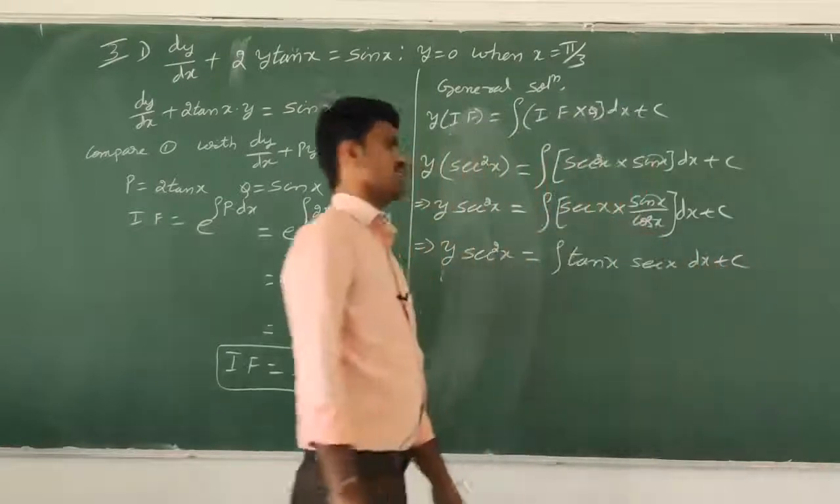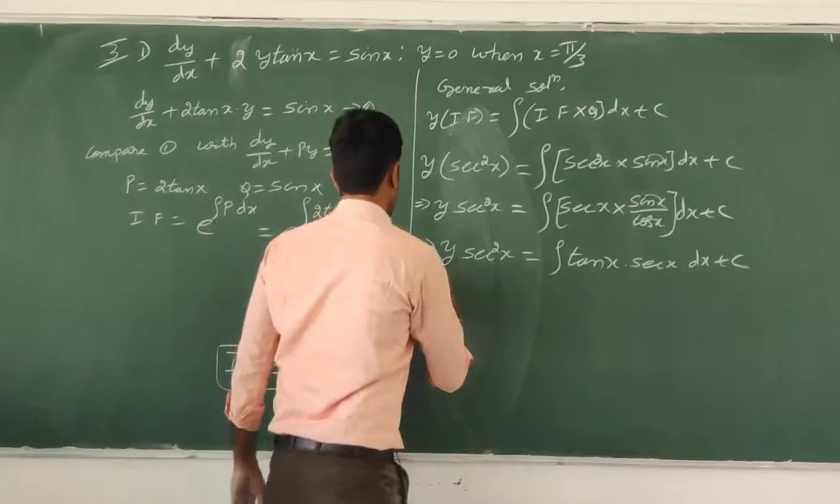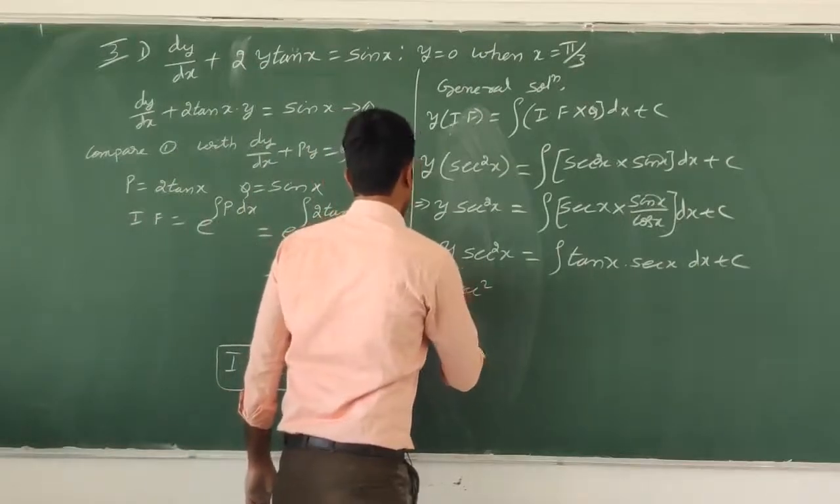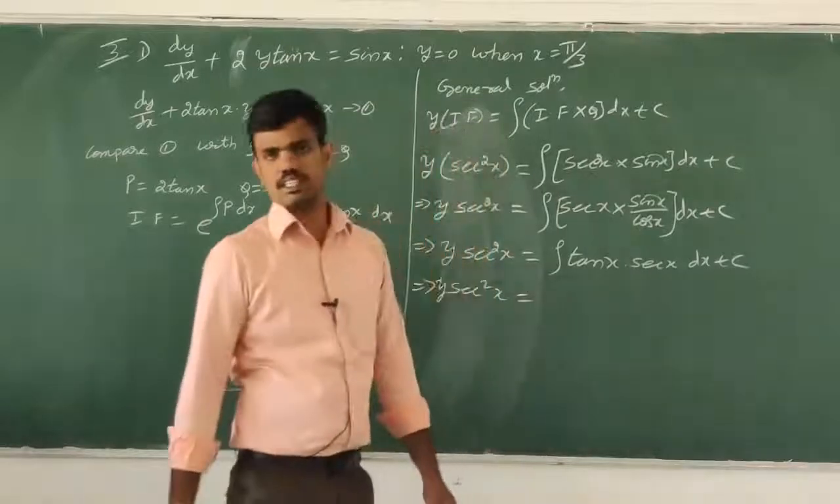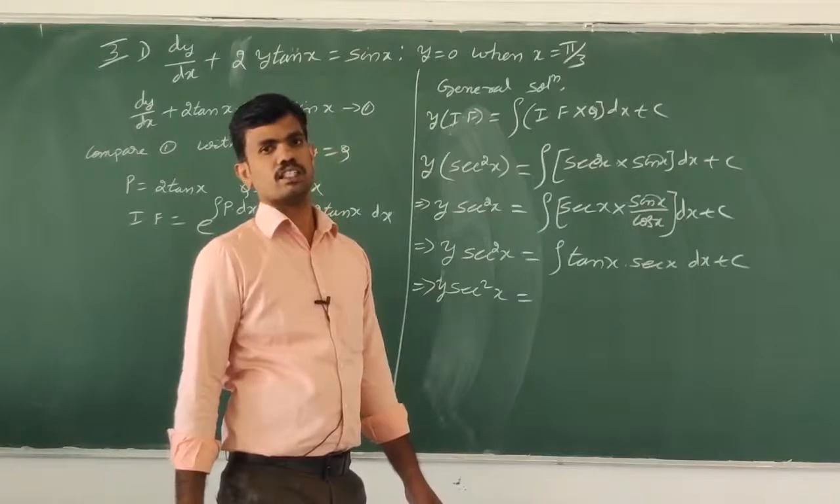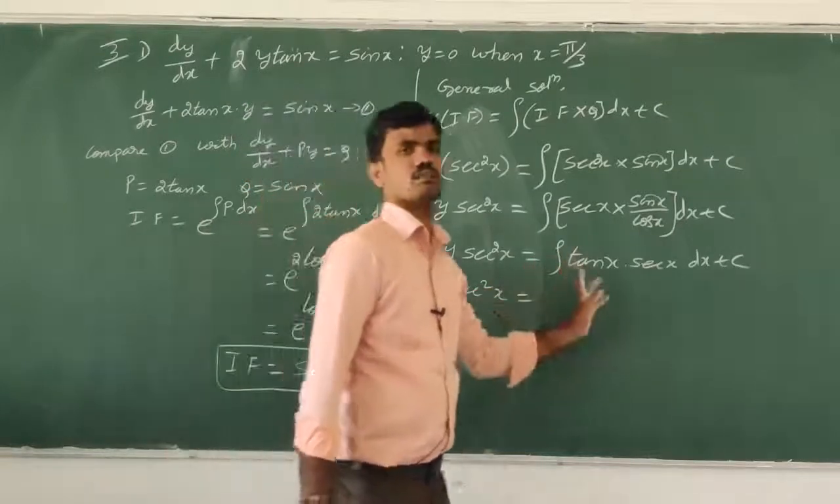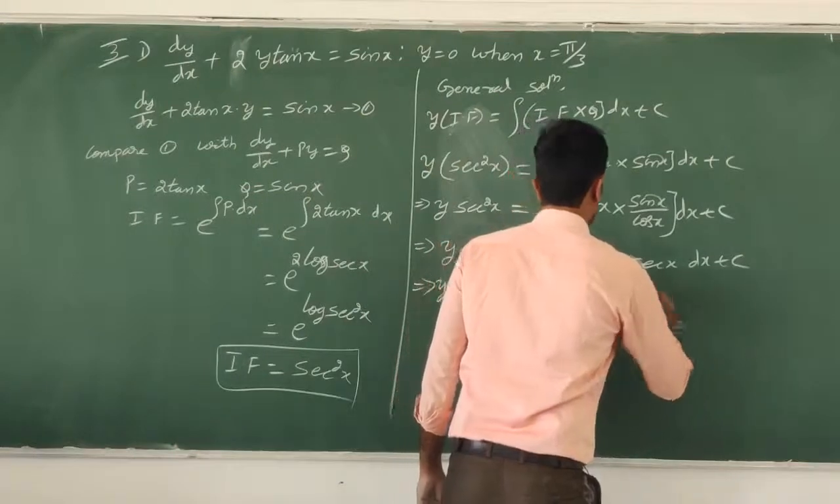So this implies that y into secant square x is equal to integration of tan x into secant x dx plus c. The differentiation of secant x is secant x into tan x. So the integration of tan x into secant x is secant x plus c.